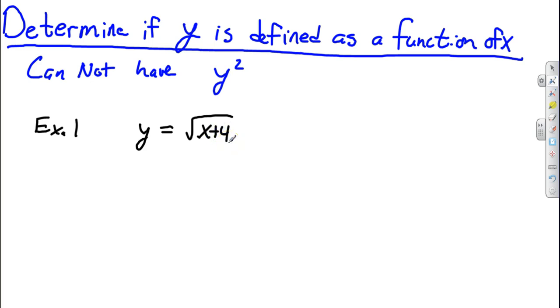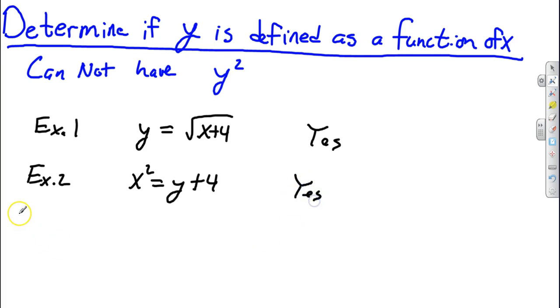All right, here's example 1. y is equal to the square root of x plus 4. Is y defined as a function of x? We don't have y squared, so yes, that one's good. Okay, x squared equals y plus 4. Yes. x squared plus y squared equals 10. No.